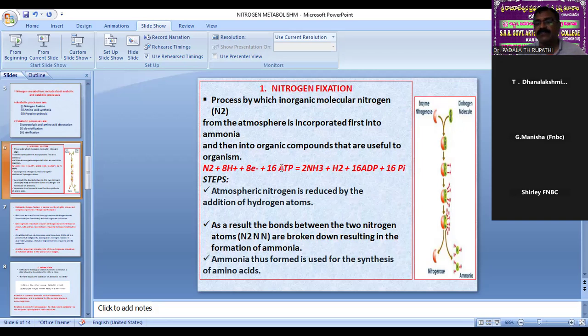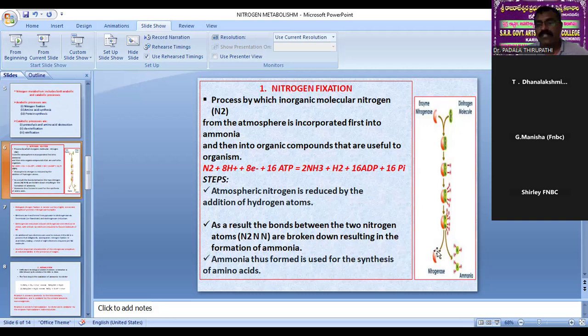How many ATPs are needed? 16 ATP. So 16 ATPs are utilized in the process of nitrogen fixation from the atmosphere. During the fixation process, molecular nitrogen is converted into 2 moles of ammonia, and 16 ADPs and 16 inorganic phosphates are produced. In this process, the most important enzyme is involved, which is the nitrogenase enzyme. Which enzyme is needed for conversion of molecular nitrogen into 2 moles of ammonia, my dear friends?